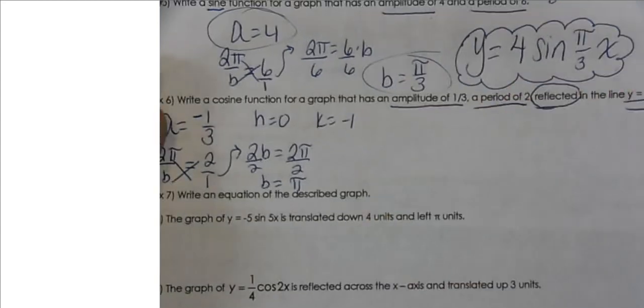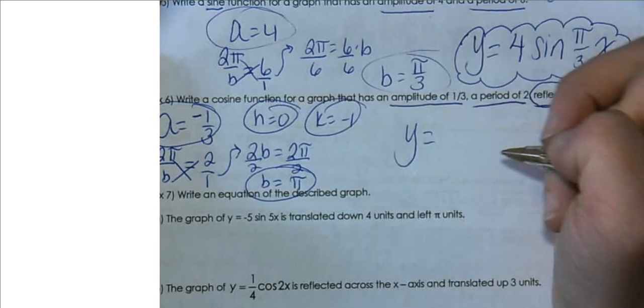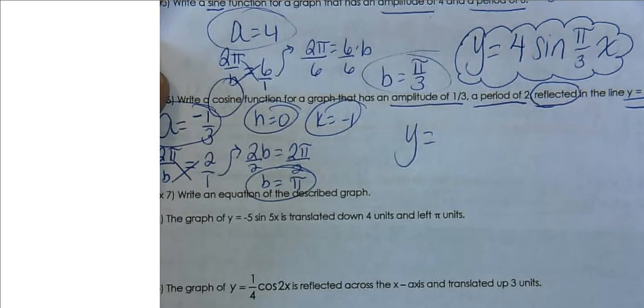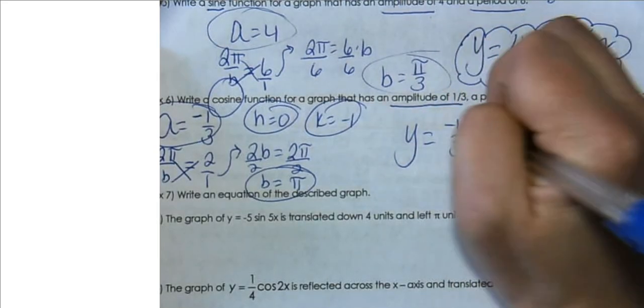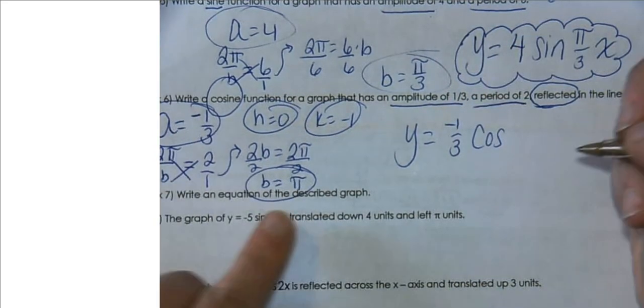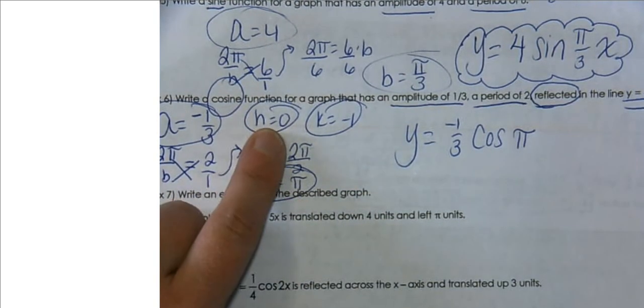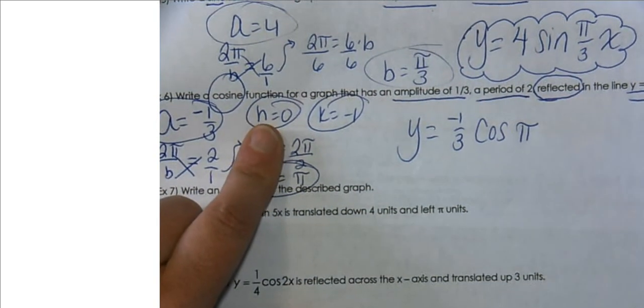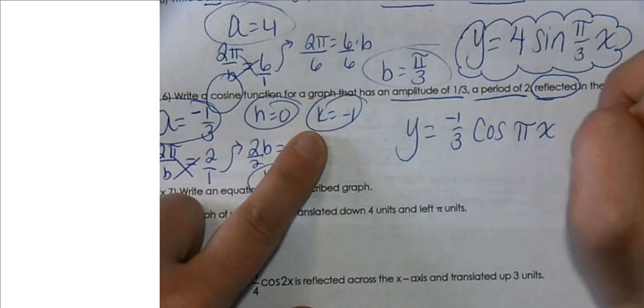So now putting all of these pieces together of a, b, h, and k, I'm going to write my cosine equation as y equals -1/3 times the cosine of my b value, which is pi. My h value is 0, so I can do x minus 0, or I can just call it x, and then -1.